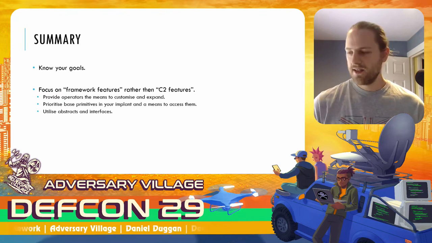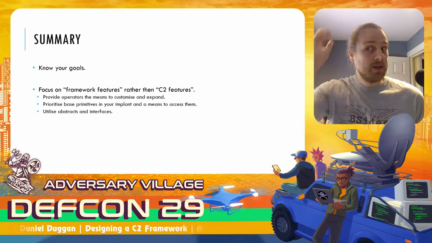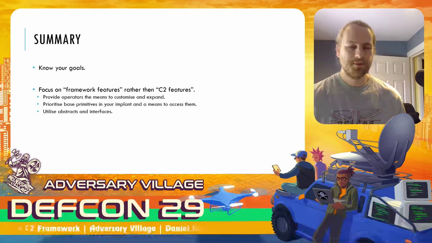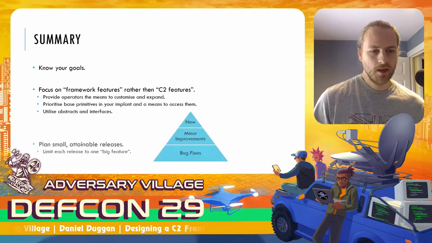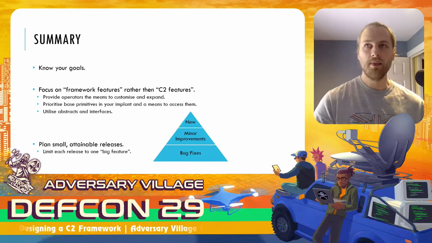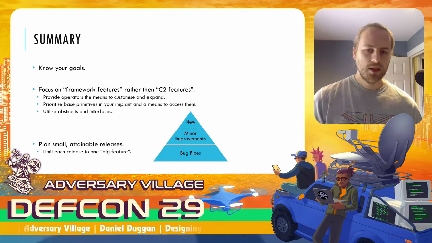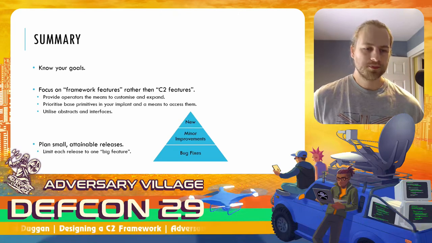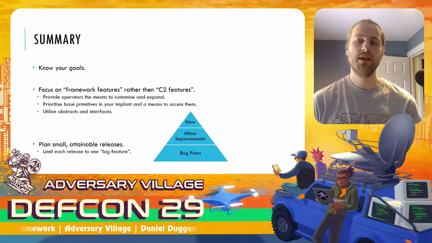Abstracts and interfaces are incredibly useful. I can't think really of a better way to provide that extensibility to the operators. Plan small, attainable releases. Don't try and do like a big bang release for your first one. And if this is something that you want to maintain over the long term, I would also say to limit each release to only one big feature.